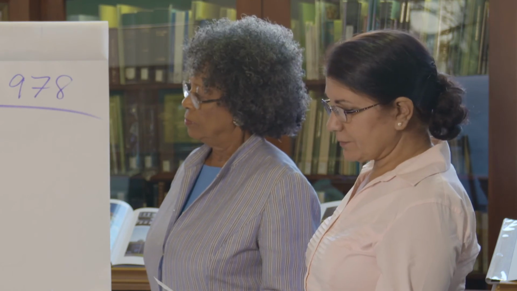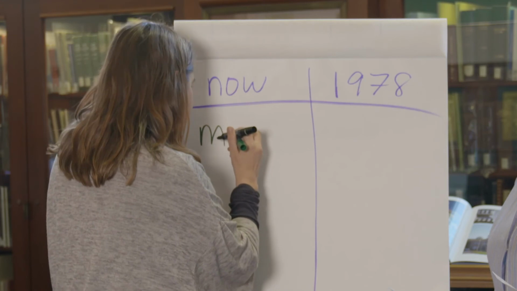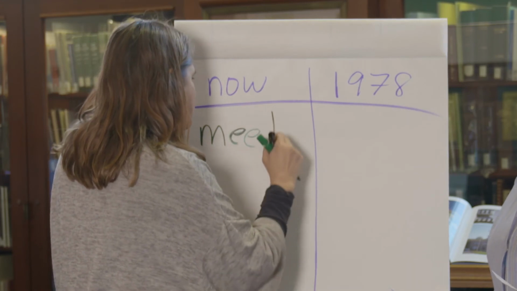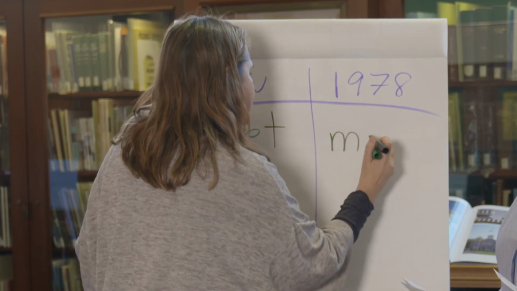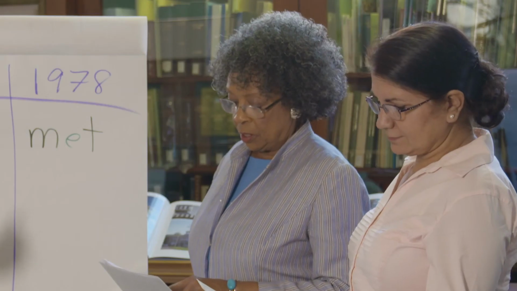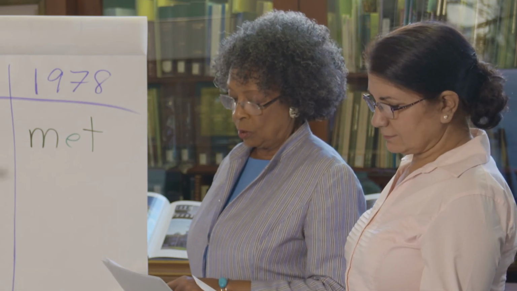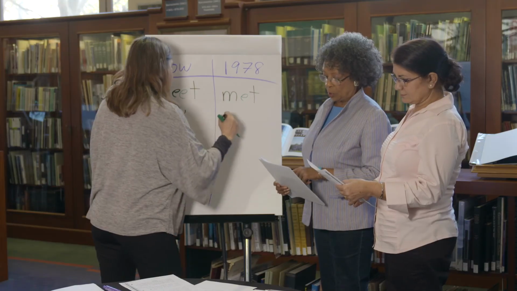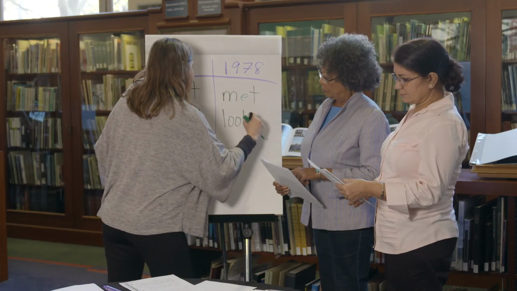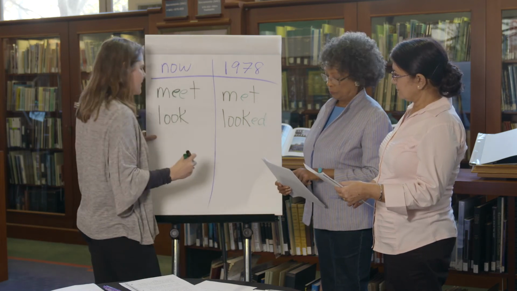He writes, when I first meet my wife. Okay, I'm going to put this one in green. And what should it be? Met. How do you spell met? M-E-T. When she sat down, I look. So he wrote look. And what should it be? Looked. And how do you spell it? L-O-O-K-E-D. Very nice. What's another one?